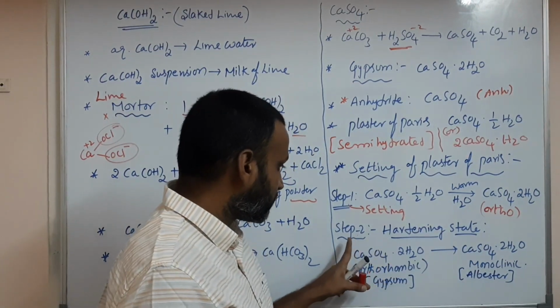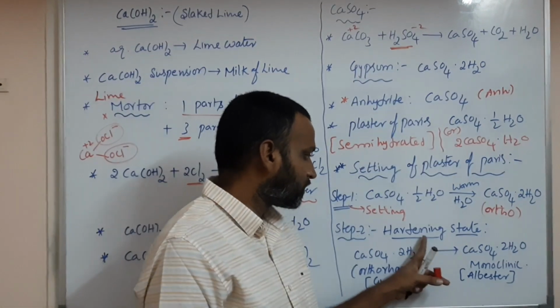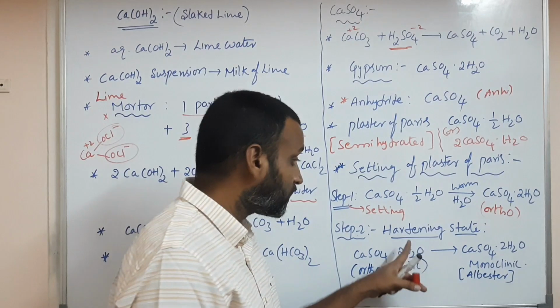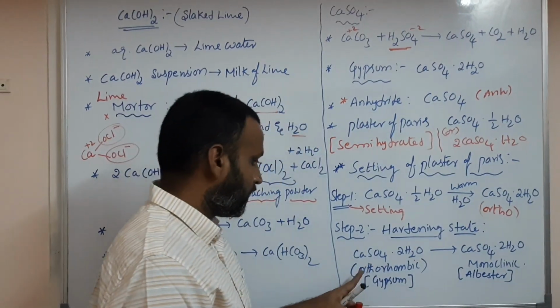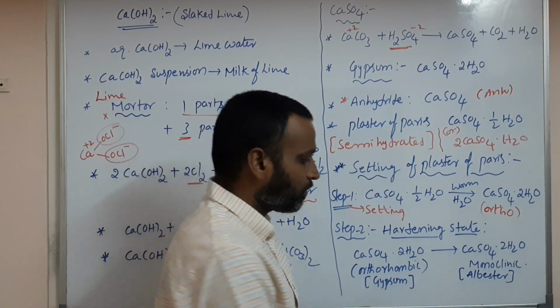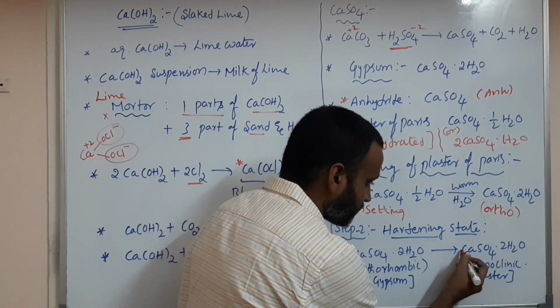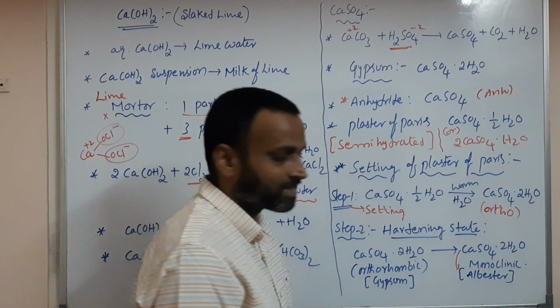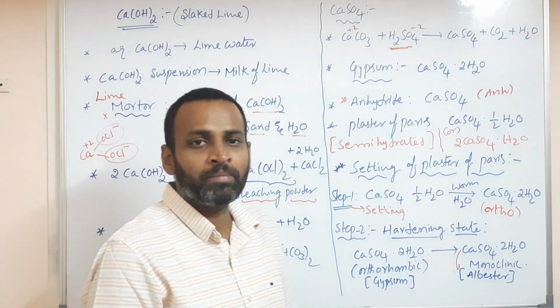The formed gypsum, in step 2, becomes harder. That is the hardening stage we call. Very simple: that gypsum we convert into monoclinic. The monoclinic form of this gypsum is called alabaster. Remember that one. What is the name? Alabaster.